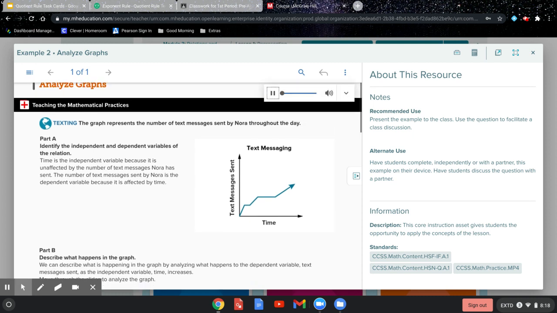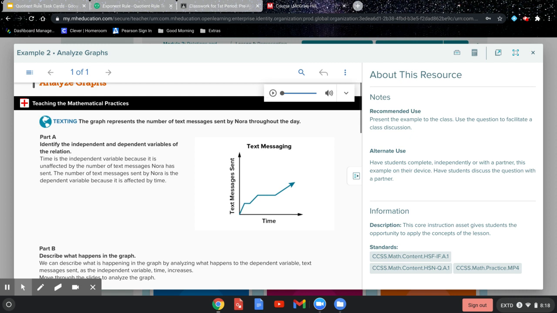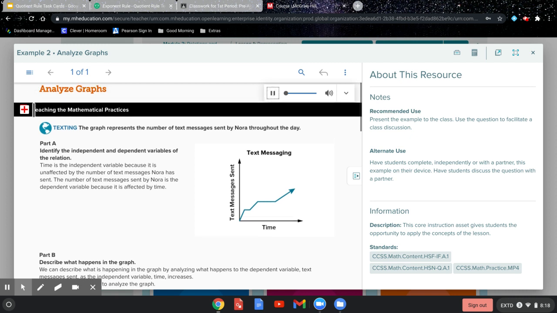Analyze graphs. Teaching the mathematical practices. Texting: the graph represents the number of text messages sent by Nora throughout the day. Part A. Identify the independent and dependent variables of the relation. Time is the independent variable because it is unaffected by the number of text messages Nora has sent. The number of text messages sent by Nora is the dependent variable because it is affected by time.